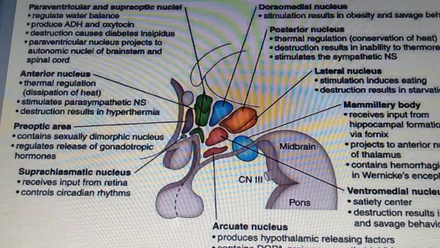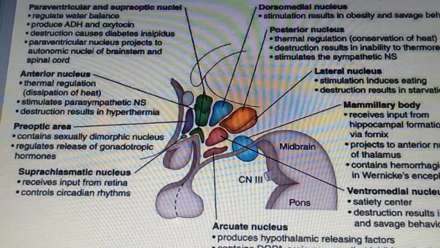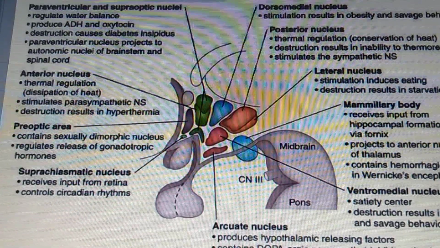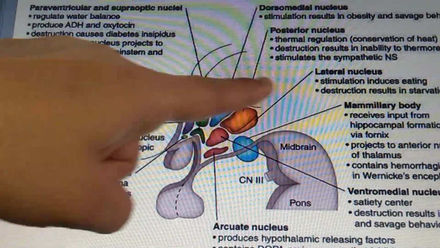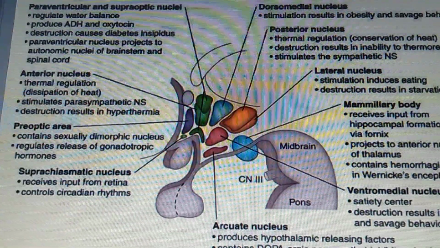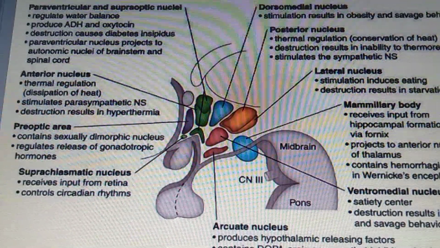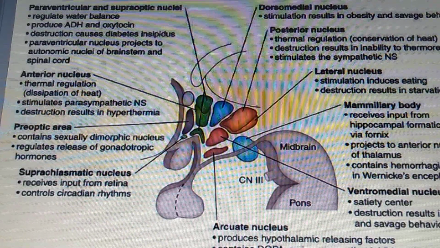Next is the general autonomic effect. The anterior parts of the hypothalamus chiefly mediate the parasympathetic activity, and the posterior parts chiefly mediate the sympathetic activity, right? Anterior parts parasympathetic activity and posterior sympathetic activities. But the effects often overlap. Thus, the hypothalamus controls cardiovascular, respiratory and alimentary functions.